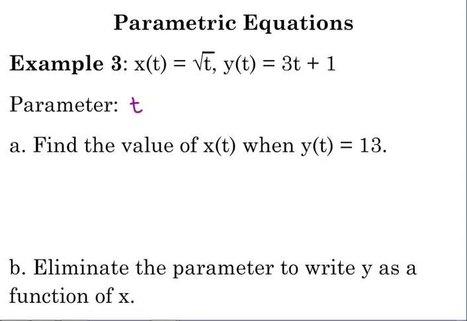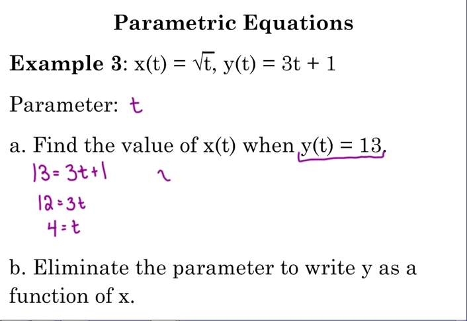Part A says find the value of x of t when y of t equals 13. So again, they're giving us a condition. They're giving us that one of the equations is equal to something, and we have to find what the other equation is equal to at that same time. So y of t is equal to 13. We set 13 equal to 3t plus 1. When we solve that, we subtract the 1 and divide by 3. So that's at time 4.